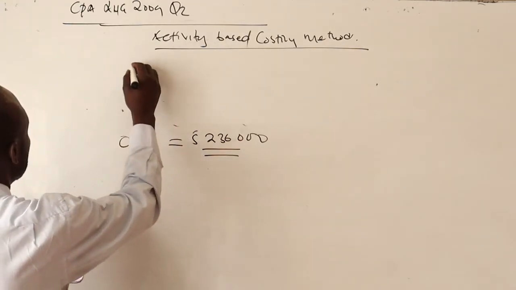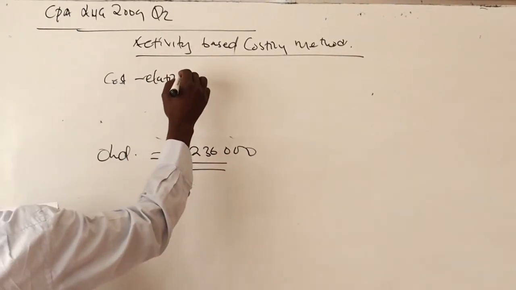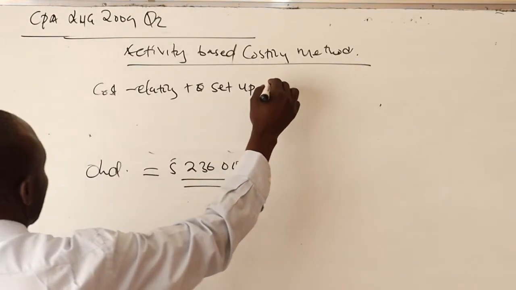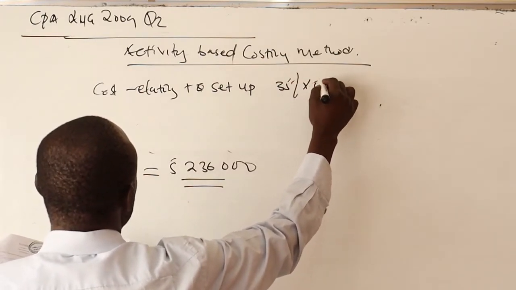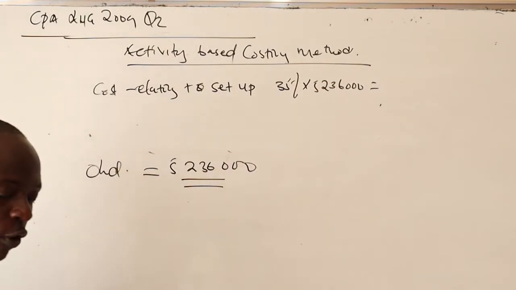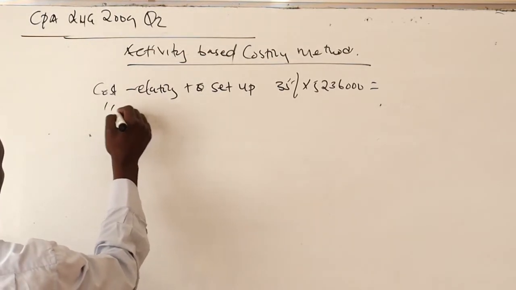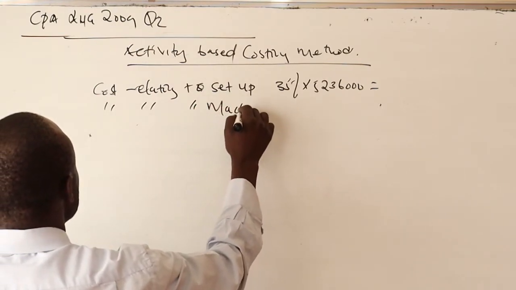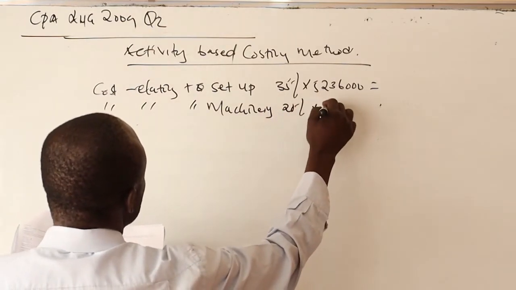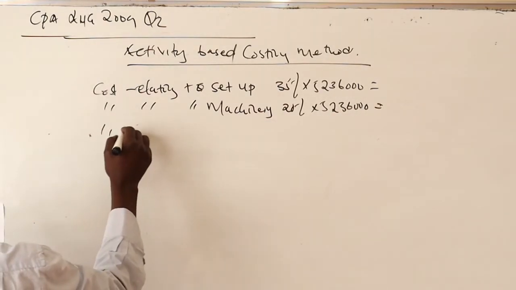Like now, cost relating to setup is 35% of the total overhead, which we had already determined. Cost relating to machinery will be 20% of 5,236,000.